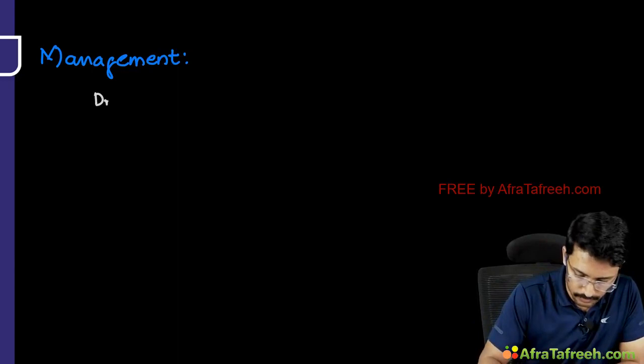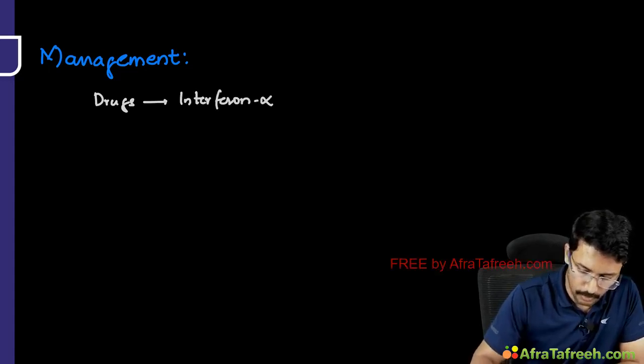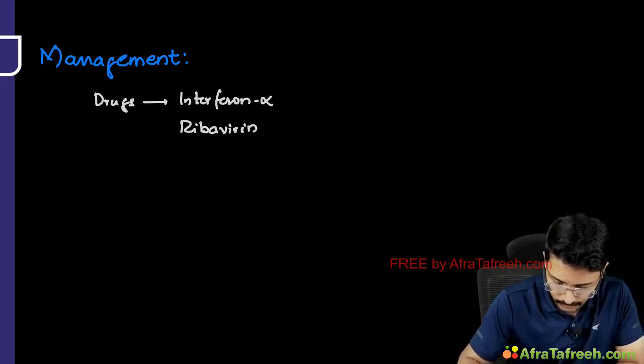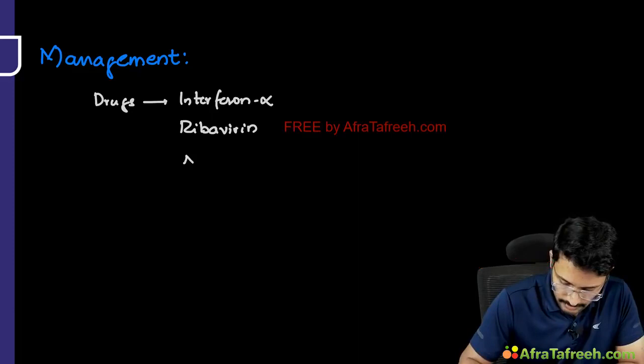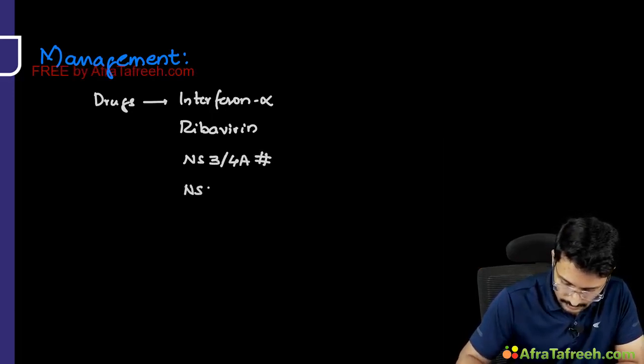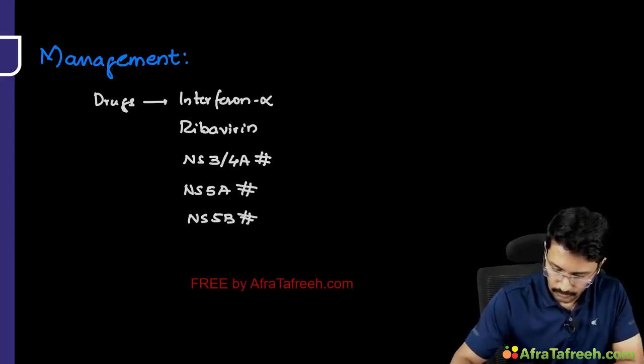So what are the drugs available? Drugs available include interferon, right? We can think of interferon alpha. Then we have ribavirin. Okay. Then I have drugs like NS3 and NS4A inhibitors. Then I have NS5A inhibitors, and I have NS5B inhibitors, right? Okay, so let me give you examples for 3A.